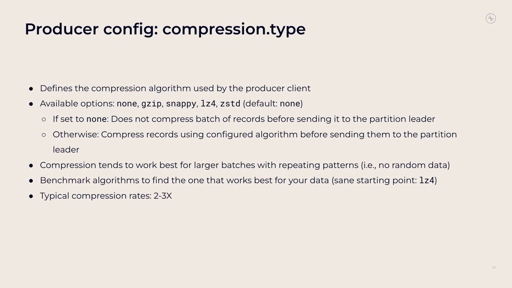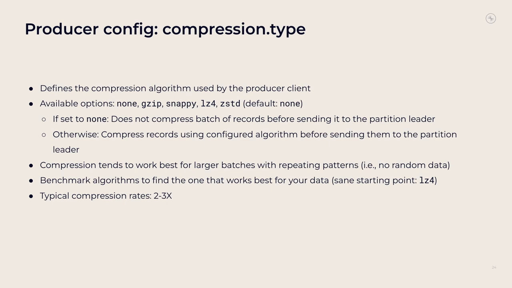The default one is none. So by default, producers don't compress data. And there are various compression algorithms that you can choose from. If you set it to none, nothing will happen. The producer will not compress the batch. If you set it to, for instance, Snappy or LZ4, the producer will compress records before sending them to the broker. In general, compression works best for larger batches.